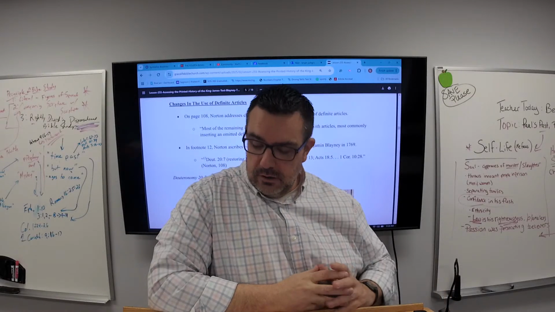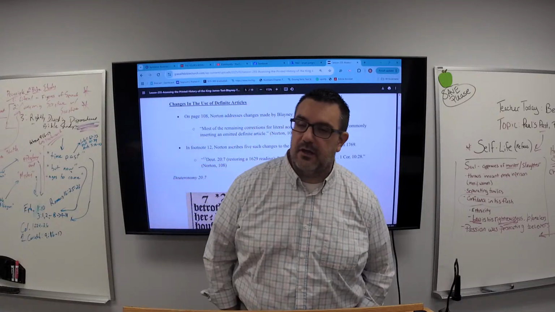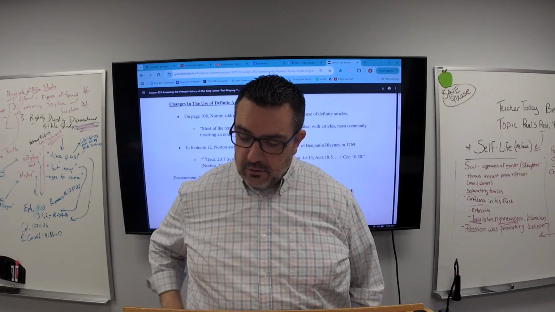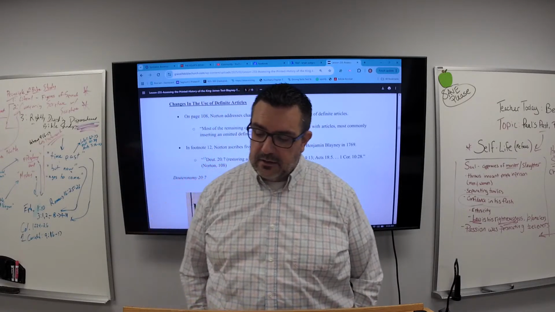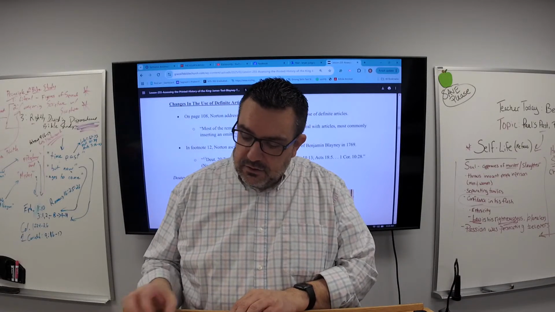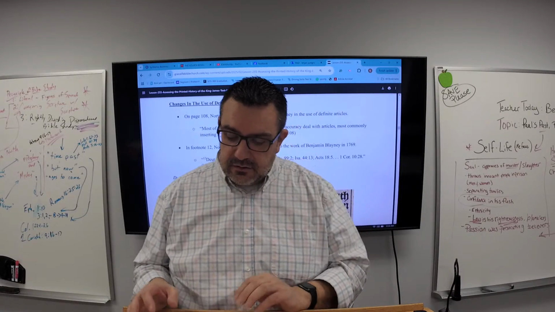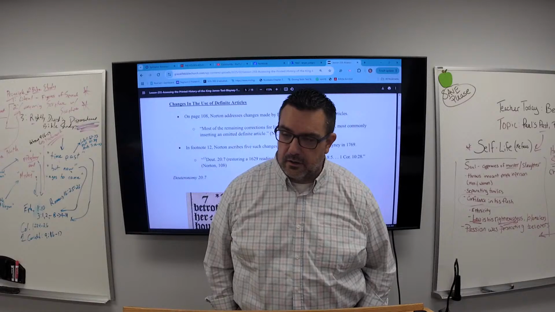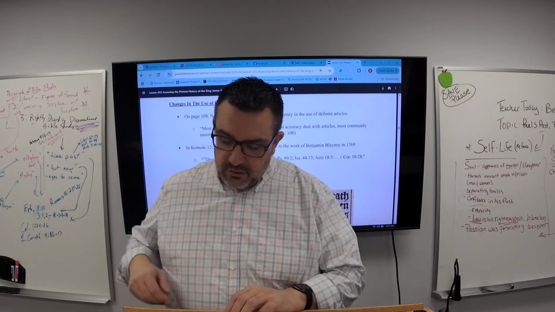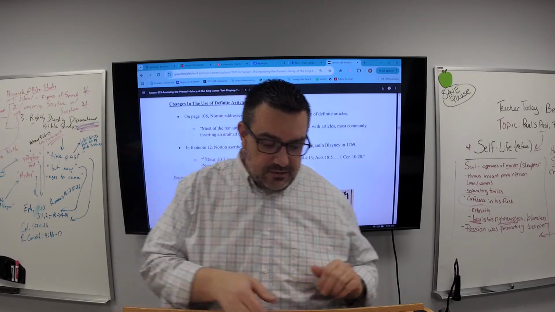Okay, the next second point or category we're going to look at is changes in the use of the definite article or articles. On page 108, Norton suggests changes made by Blayney in the use of definite articles. He says, quote, "most of the remaining corrections for literal accuracy deal with articles, most commonly inserting an omitted definite article." That's from page 108. In footnote 12, Norton ascribes 5 such changes to the work of Benjamin Blayney in 1769.